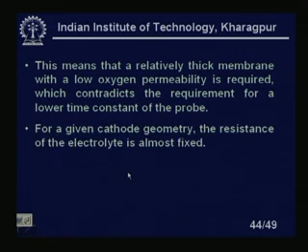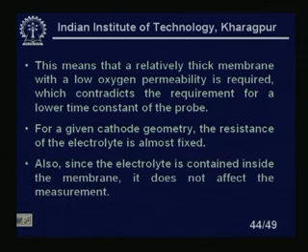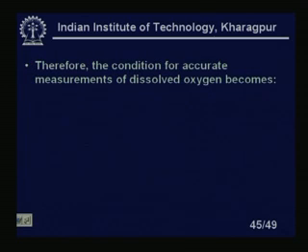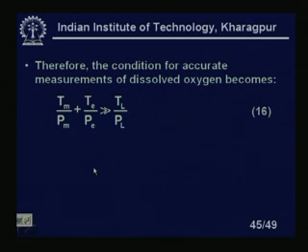For a given cathode geometry, the resistance of the electrolyte is almost fixed. That is not a big problem for a particular geometry of the cathode. Also, since the electrolyte is contained inside the membrane, it does not affect the measurement. Therefore, the condition for accurate measurements of dissolved oxygen becomes that Tm by Pm plus Te by Pe is much greater than TL by PL, which is equation number 16.